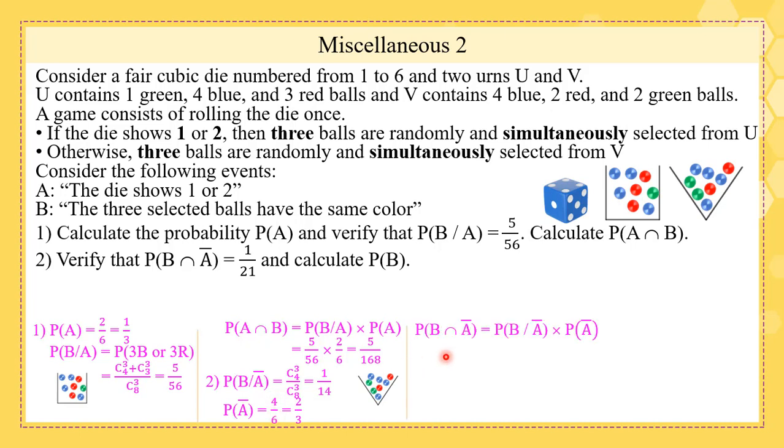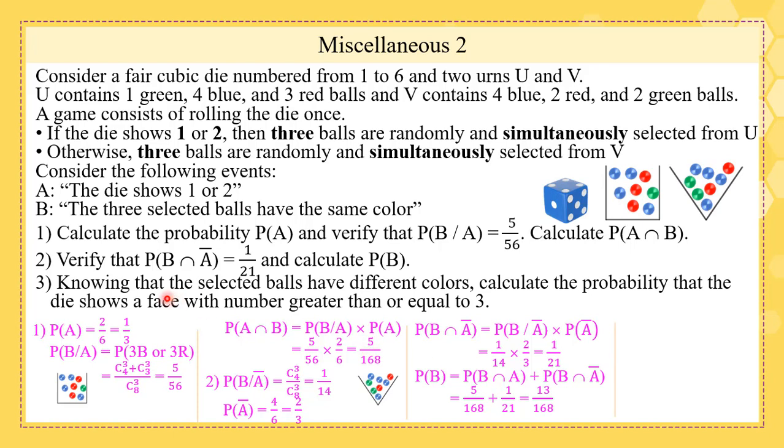Now we continue. What is P of B intersection A bar? It will be the probability of B given A bar times P of A bar. We know both of them. We get 1 over 21. Now calculate P of B. P of B is the probability of B intersection A plus B intersection A bar. This is the rule of total probability, and we know them all. We get 5 over 168 plus 1 over 21, which is 13 over 168.